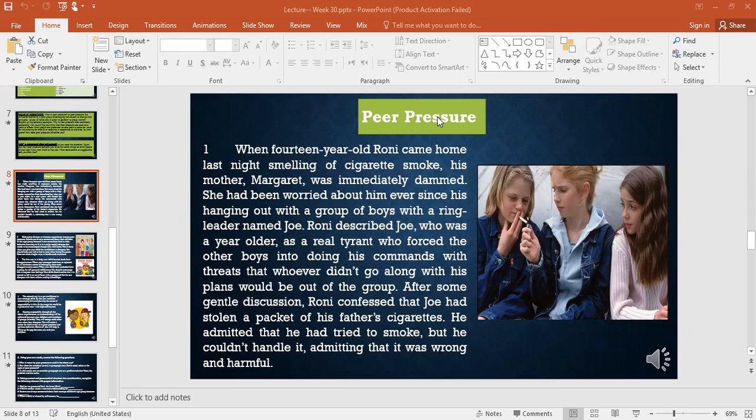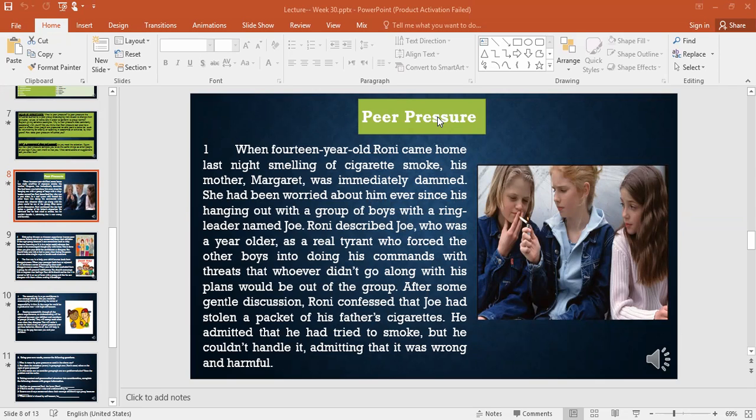After some gentle discussion, Roni confessed that Joe had stolen a packet of his father's cigarettes. He admitted that he had tried to smoke, but he couldn't handle it, admitting that it was wrong and harmful. Okay, so this is the beginning of the story. Here, this is what happened with Roni.